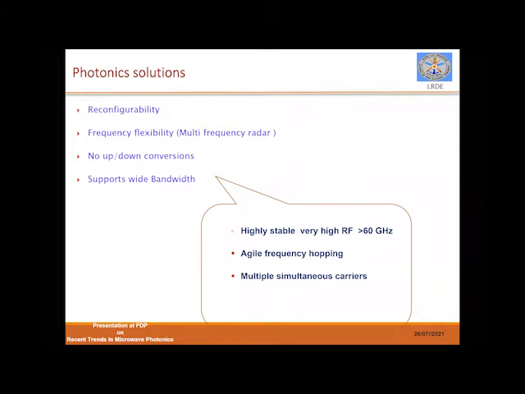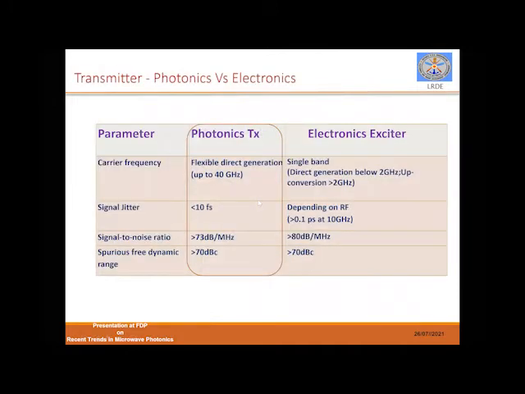I already explained to you, and it supports very wide bandwidth. So it is highly stable, even after 60 gigahertz you will get a very highly stable output. And agile frequency hopping. Frequency hopping means, as I told you, we are not sending the signal only in a single frequency. So the hopping is very easy, and multiple simultaneous carrier generation. Okay. Now let us have a look at the specifications, the parameter enhancements in the photonic transmitter compared to the electronic radar transmitter.